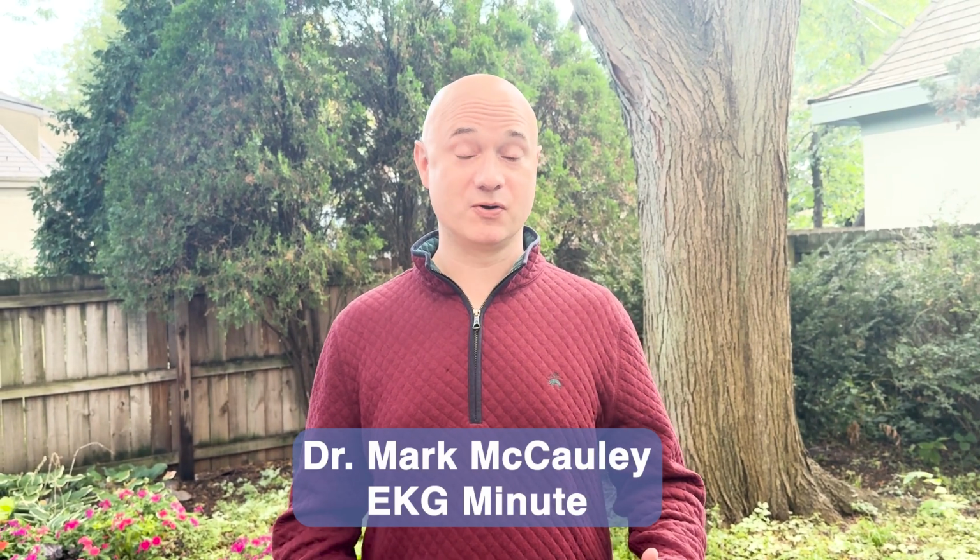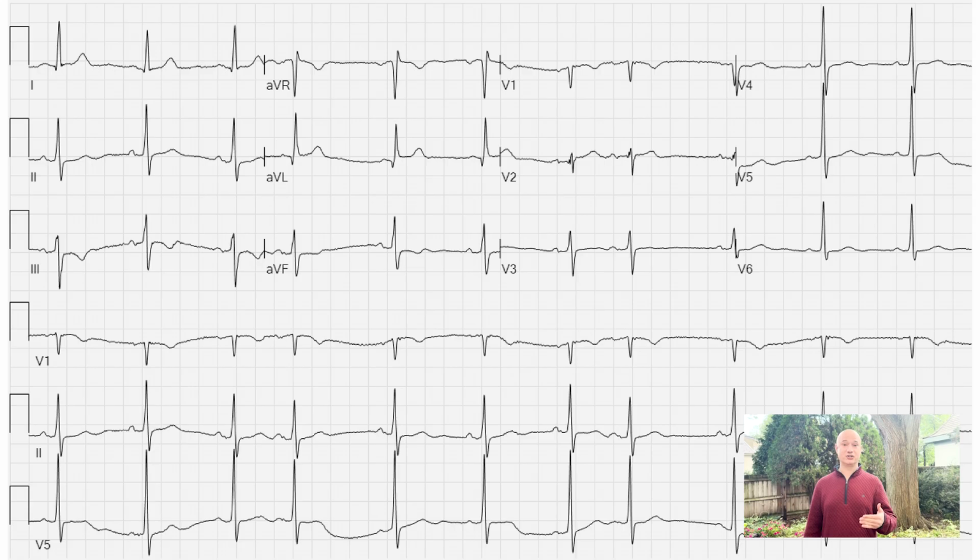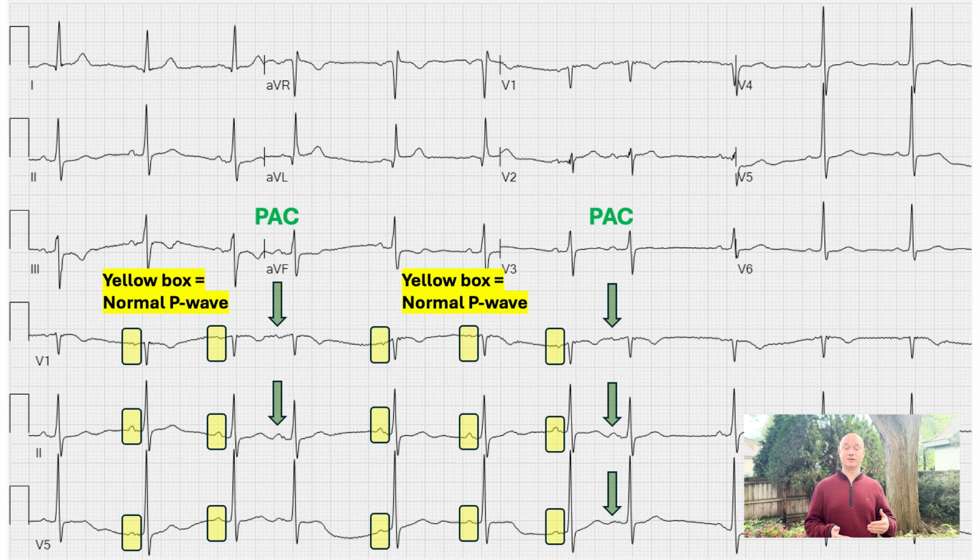So today we're going to go over the difference between a premature atrial contraction and a premature ventricular contraction on an EKG. With the premature atrial contraction, it happens in the atria. And so really what's changing early on the EKG is the P wave. So you're going to have an early P wave, and you're going to have a P wave that may be a different shape than the usual shape in sinus rhythm.